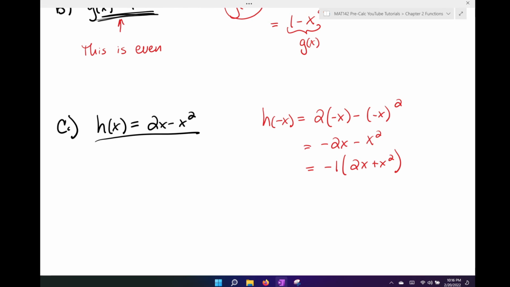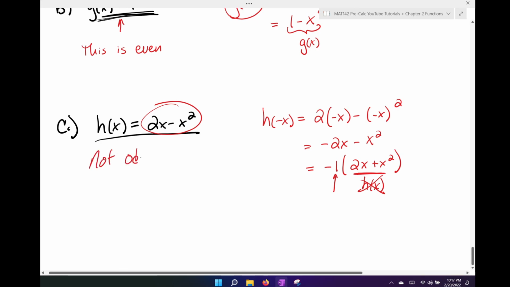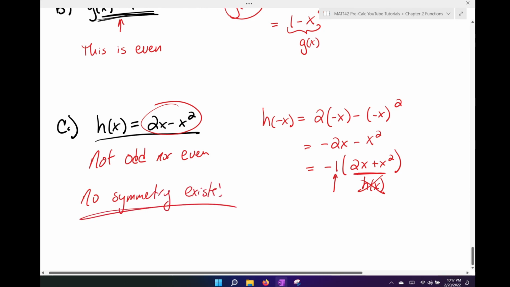We know that because it has to look the same, and it doesn't. Second, in order for this to be odd, even though you have this negative 1 out front, this still has to be h of x, which it is not at all. This is 2x plus x squared, and you wanted 2x minus x squared. So in this situation, it's not odd nor even. All right, so no symmetry exists. Okay, and that's it. So I will see you in the next video.